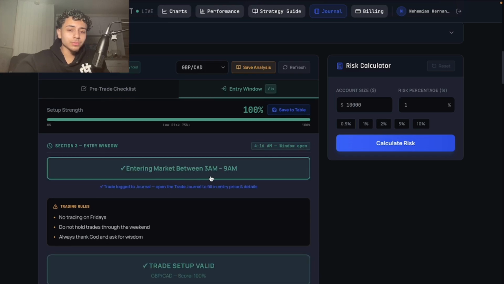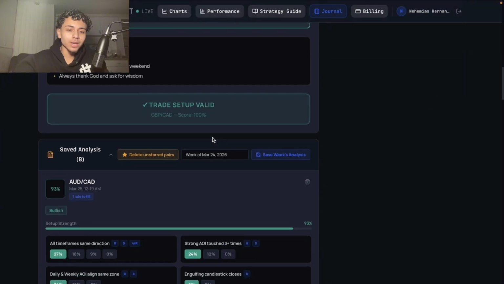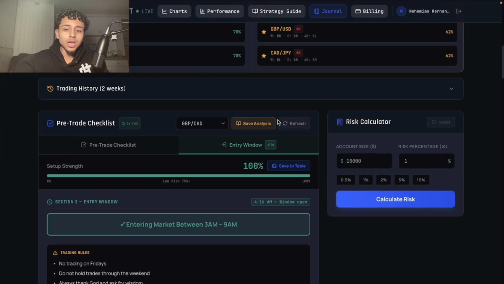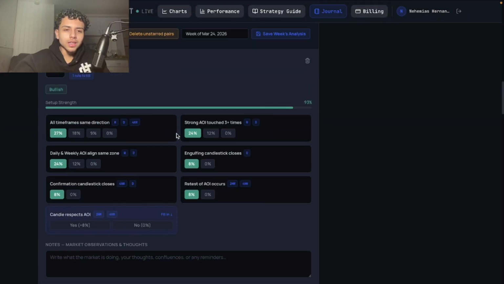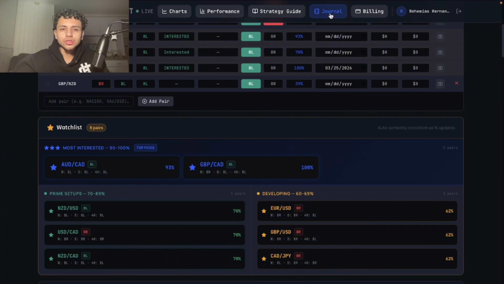Once that happens, entering the market between 3 a.m. and 9 a.m., the trade setup is valid. So now we have that in there. Now that we have this entry window here, we have a small account, so we definitely risk a lot in this trade because it's a small account that we are trying to grow. Usually you don't grow by risking all of your account, but in this case we are, because we are crazy people. And then after doing that, we come over here to our journal.